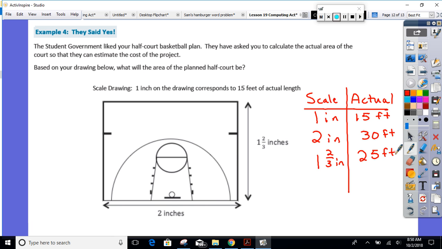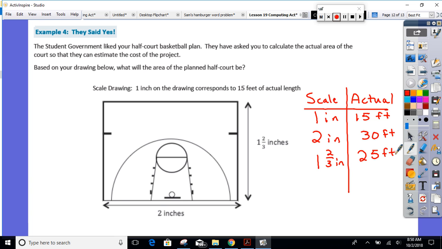Yesterday we did it differently, we put the actual on the left, the scale on the right. Doesn't matter which way you do it, as long as you're consistent in applying your constant of proportionality or your scale factor. Okay, so if we're gonna find the actual area, we could do this a couple different ways. We know the dimensions of the actual court from yesterday. So we could simply multiply 30 times 25, and that would give us the actual area.